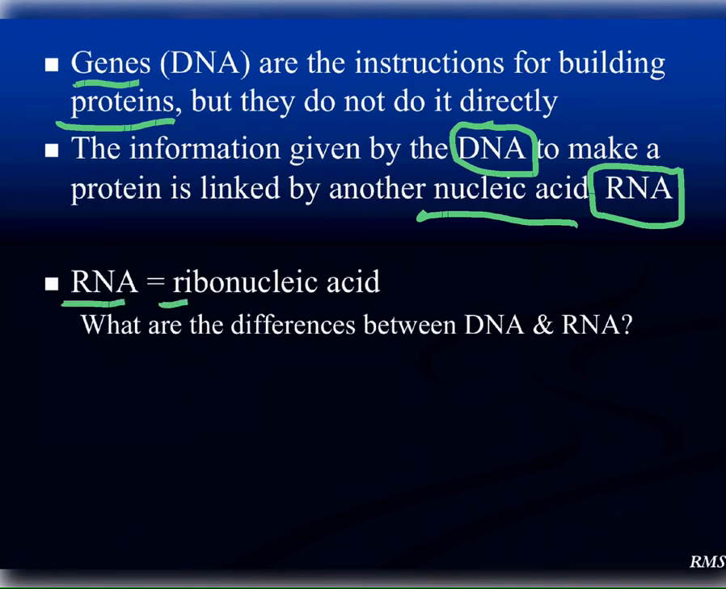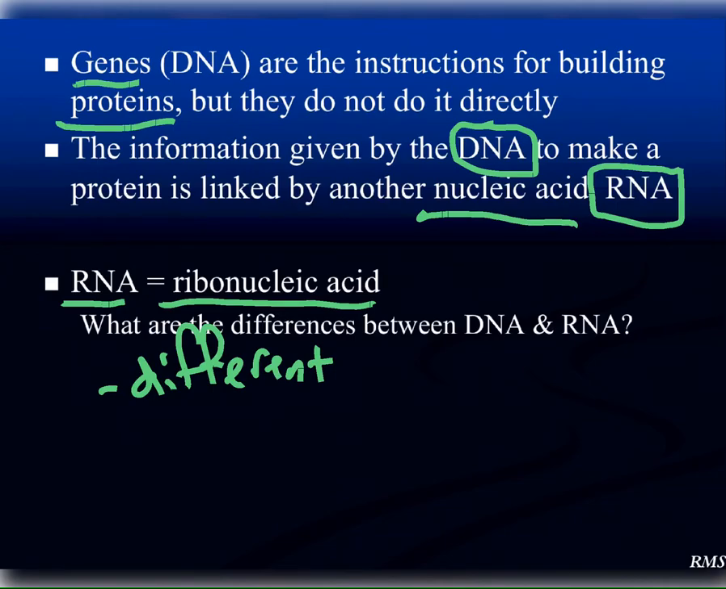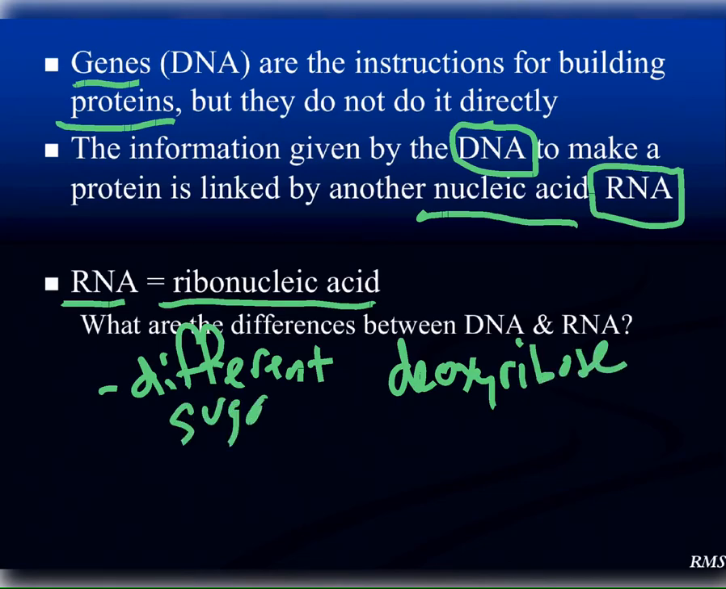So RNA, ribonucleic acid, you have to know the differences between DNA and RNA, and I'll give you three major ones. First, different sugar. If you guys remember, this is something you learned before. In DNA, you have a sugar called deoxyribose. I should finish saying that's a sugar. And then over here in RNA, we have ribose. So we have two different sugars. DNA has deoxyribose and RNA has ribose.